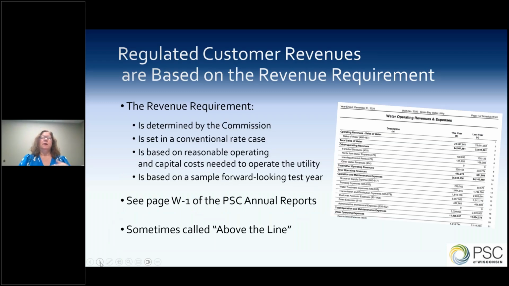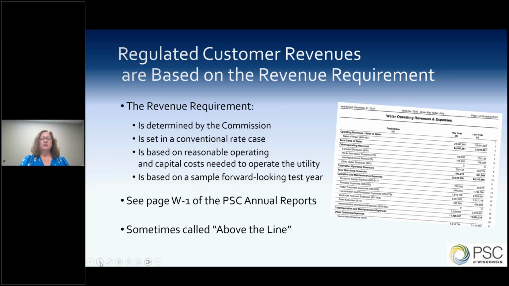So the revenue requirement, Andy just went over the four types of costs that go into the revenue requirement. He talked about setting it in a conventional rate case where commission staff reviews all these costs. The commission determines these costs. And again, it's based on reasonable operating and capital costs to operate your utility. We use a forward-looking test year. So soon utilities will be filing conventional rate case applications for a 2026 test year.